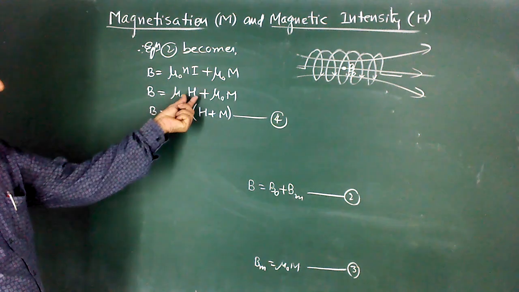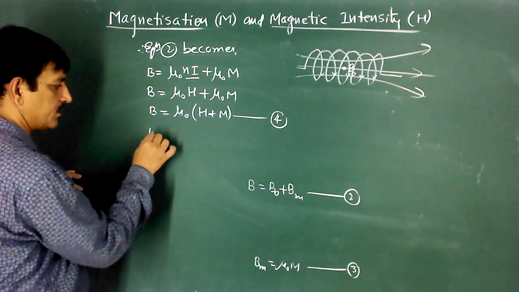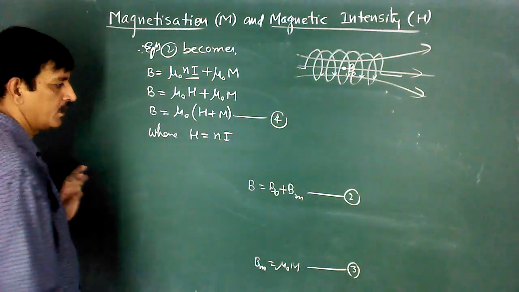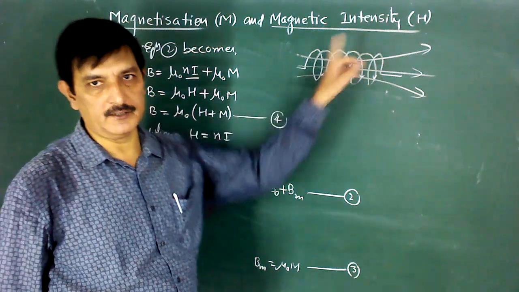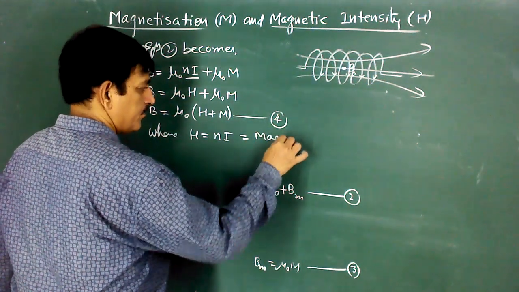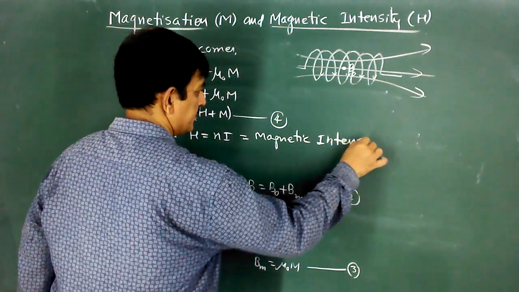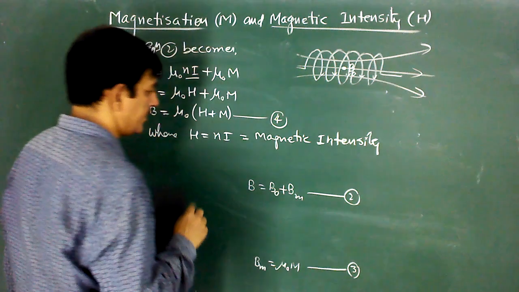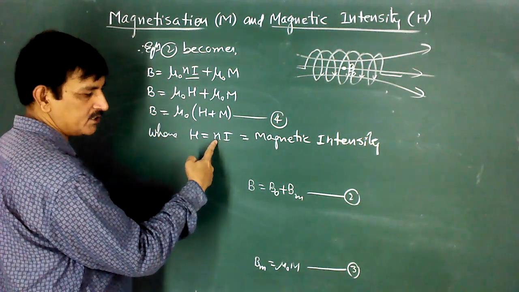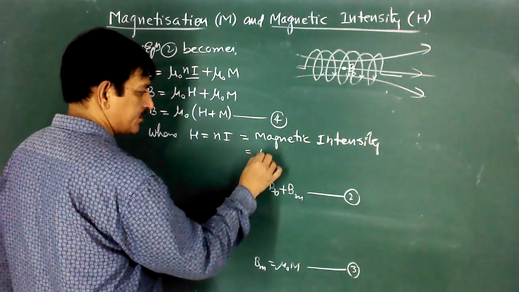Here we have written the term H, that is N i is equal to H, and this is called magnetic intensity. Here N i is called magnetic intensity, and this is also called ampere turns. N is the number of turns per unit length, and I is the current, also called ampere turn.